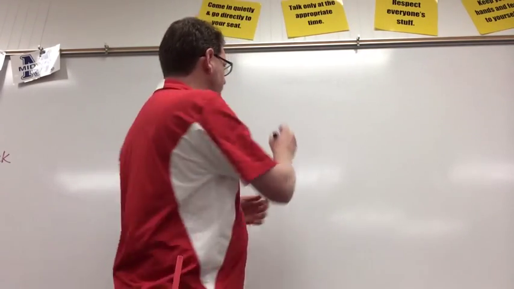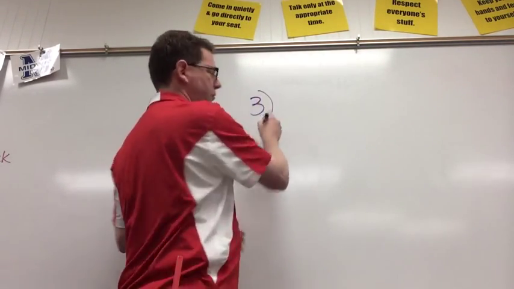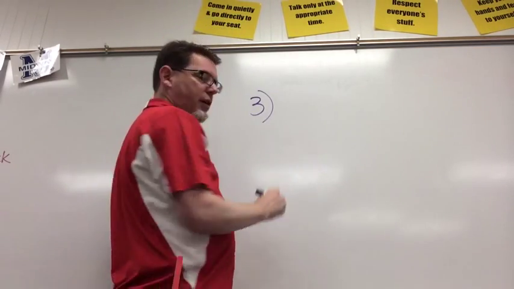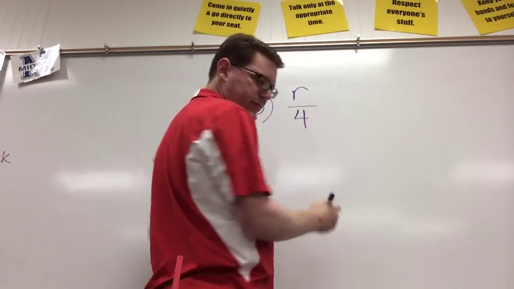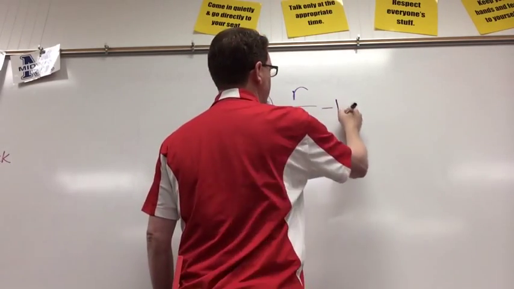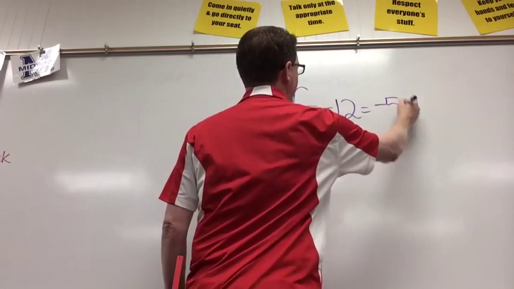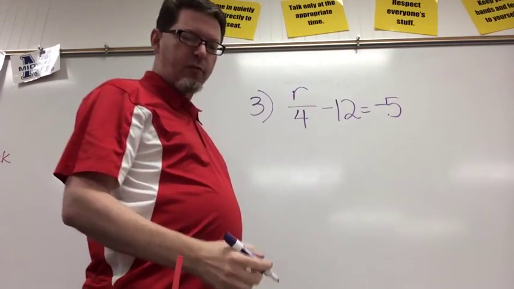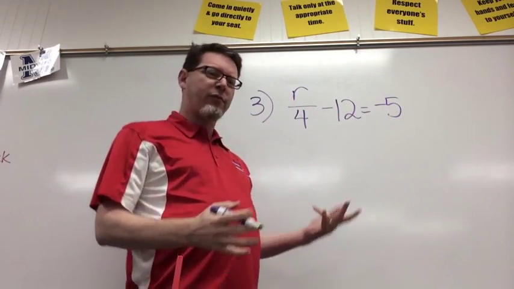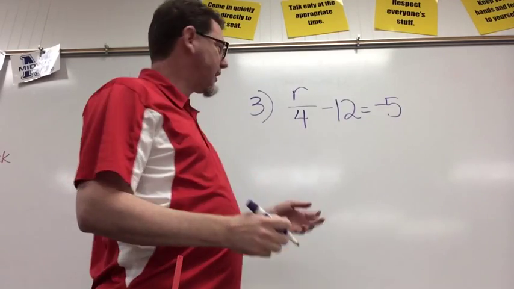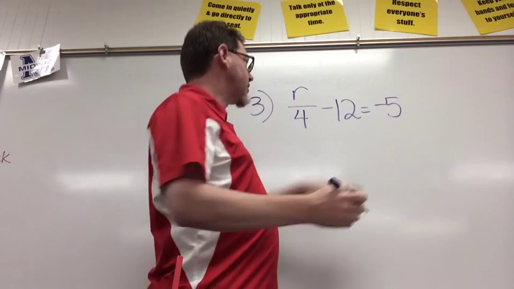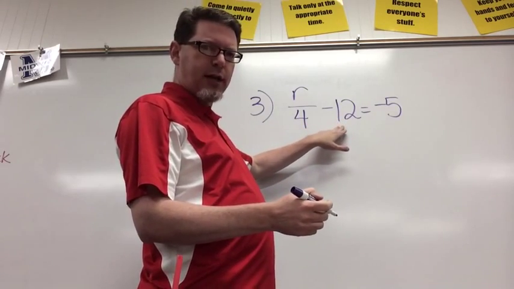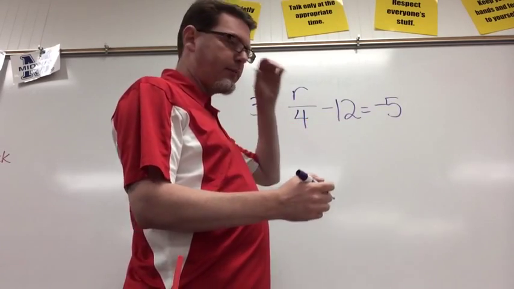Now, the last problem we're going to do on this video is number 3. And number 3, oh, we got something new thrown into this one. We're going to have r over 4, and we're going to subtract 12, and we're going to equal negative 5. Well, again, we got to do SADMEP, and so it says if I can add or subtract first, that's what I got to do. And so I'm not going to subtract 12. I got to add 12 to both sides.